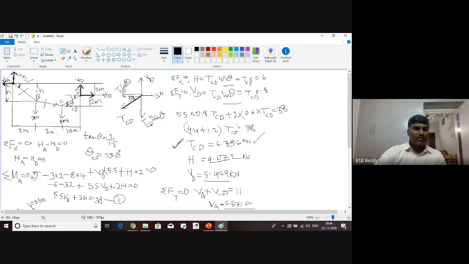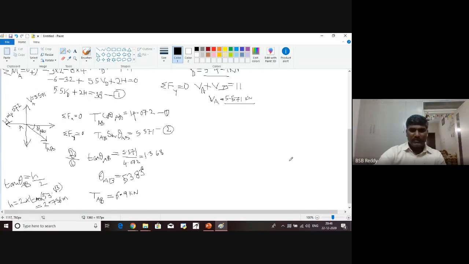So break this cable, free the joint. So joint B free body diagram. Let me write it. So okay, just a rough diagram. I mean, so vertical line, reference lines. So this cable is TAB. That is something like this. So TAB value we got, that I'll write 6.9.